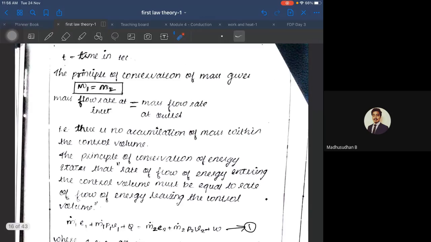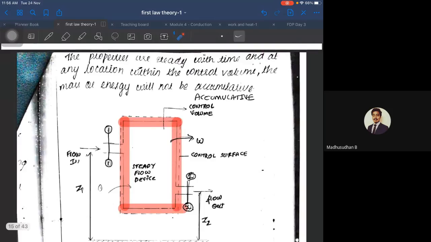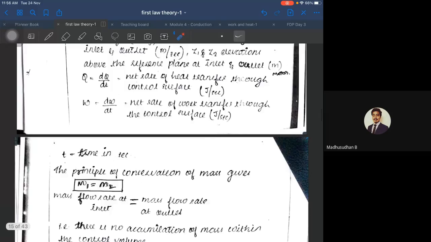The principle of conservation of energy states that the rate of flow of energy entering the control volume must be equal to the rate of flow of energy leaving the control volume. So if it is true for the mass, it should be true for the energy also. I said 10 kg for the mass. Now I talk about the energy. If there is 10 kilojoules of energy interaction at the inlet, there has to be 10 kilojoules of energy interaction at the outlet as well. This is what the law of conservation of energy states.